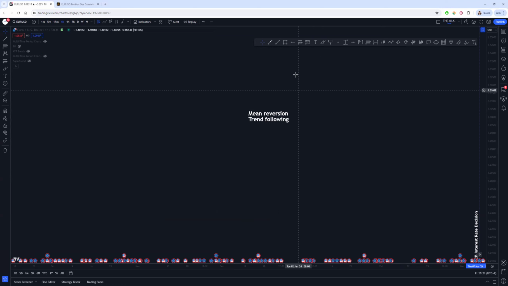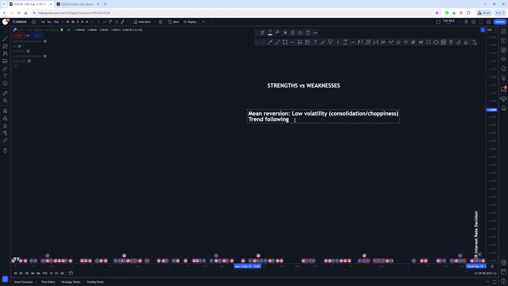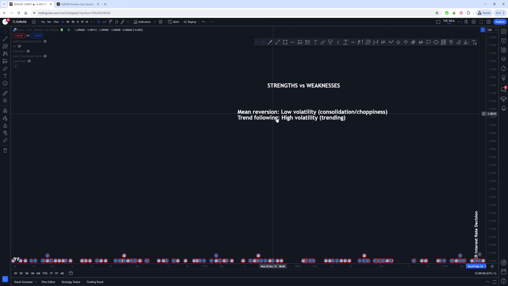Now, most of you are going to fall in one of these camps, and that's great. But we need to understand the strengths versus weaknesses for each of these. Let's just focus on the strengths here, because the strength of one is the weakness of the other, and vice versa. So mean reversion works best in periods of low volatility. This is just another way of saying consolidation, choppiness, any of these sorts of words. Trend following, on the other hand, has its strength in periods of high volatility, meaning price is basically trending to some degree. The weakness of mean reversion is going to be high volatility, and the weakness of trend following is going to be low volatility.